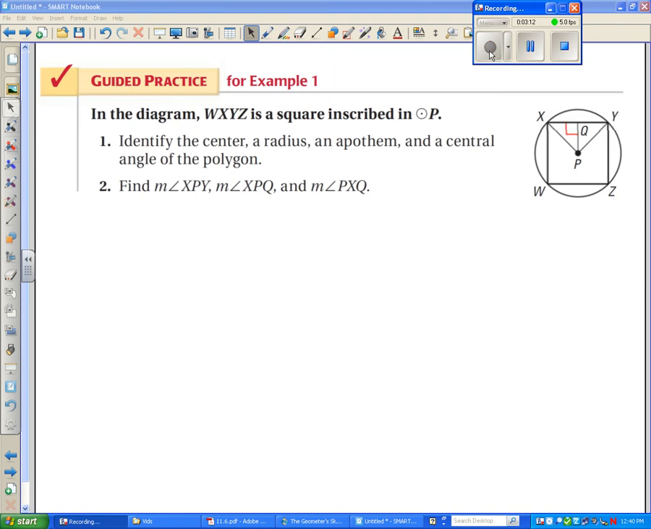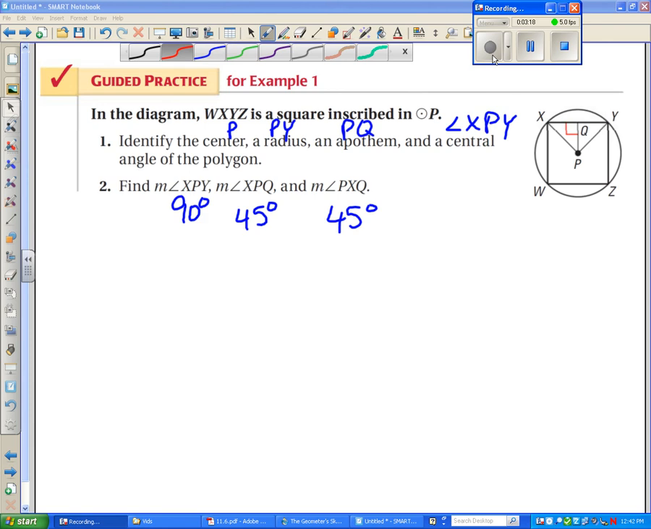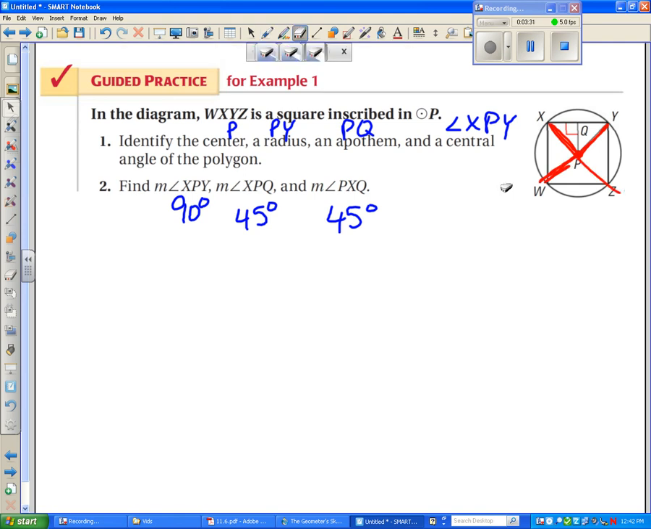Go ahead and pause the video, try these two problems, and see if you get the same thing as me. Alright, let me explain what I have, just in case you don't have the same thing. Center is just being identified from the drawing. P. PY, it says a radius, that's a radius. This is a radius, this is a radius, and this is a radius. Any of those would have worked. Then it says find an apothem. The only one that you have drawn is PQ. It has to be perpendicular to one of the sides from the center of the polygon.